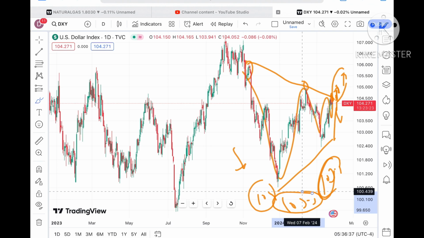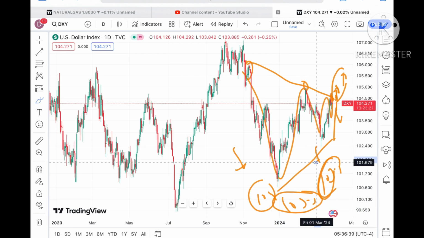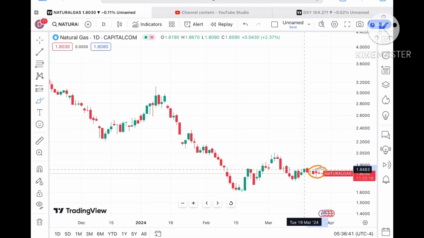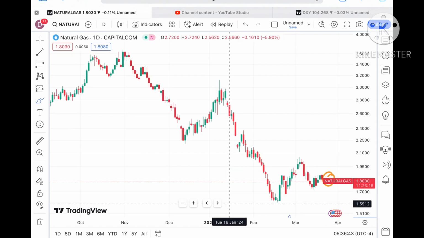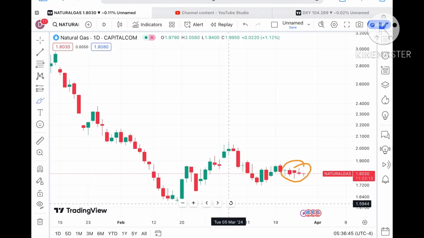But if the price started falling below this level and moves below a level of 104, then after that it will go below a level of 103.5, and then a further fall we can see. Okay, now look at this natural gas price.